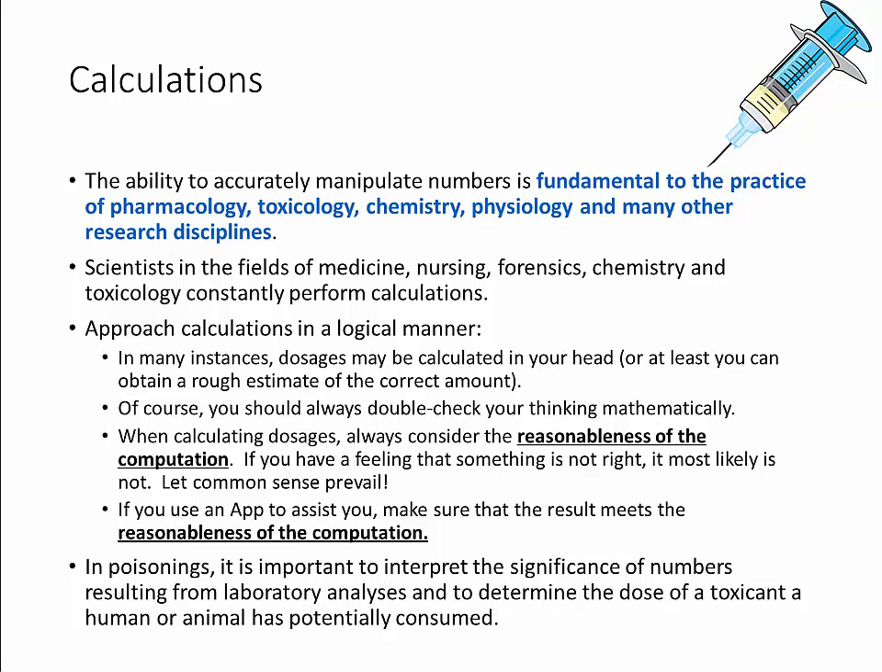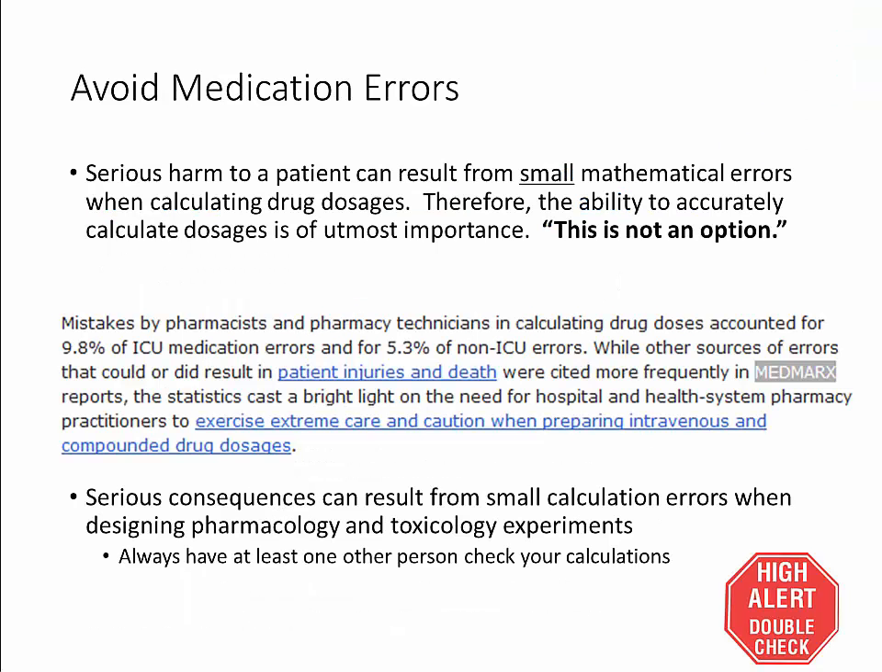If you use an app to assist you, make sure that the result meets the reasonableness of the computation. In poisoning, it is important to interpret the significance of numbers resulting from laboratory analyses and to determine the dose of a toxicant a human or an animal has potentially consumed. It is important to understand the importance of calculations in medical sciences.